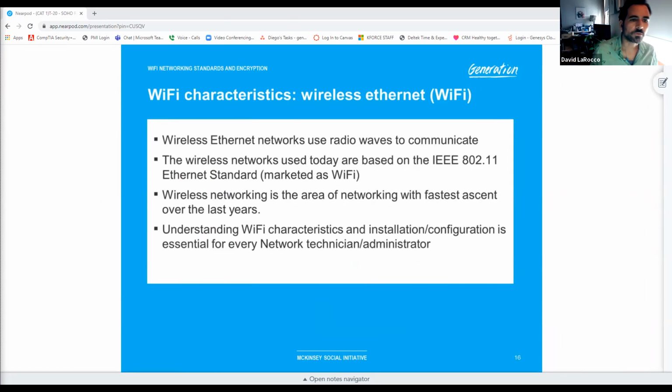Wireless Ethernet networks use radio waves to communicate. Wireless networks used today are based on the IEEE 802.11 Ethernet standard, which is marketed as Wi-Fi. Wireless networking is the area of networking that has grown fastest over the last years. Understanding Wi-Fi characteristics and installation configuration is essential for every network technician and administrator.